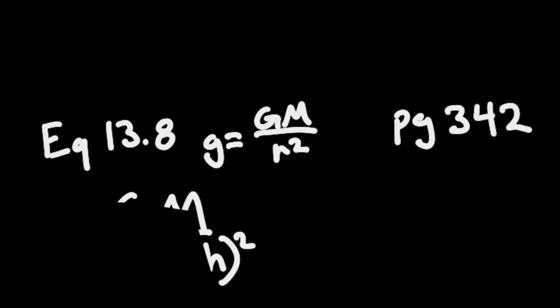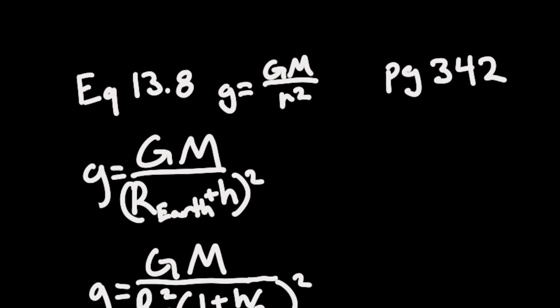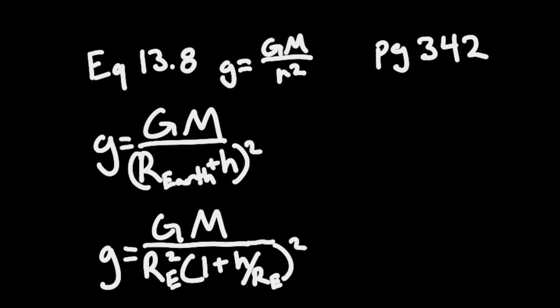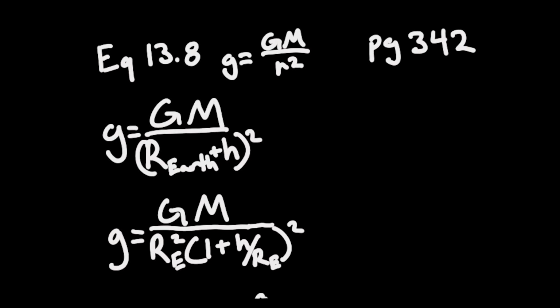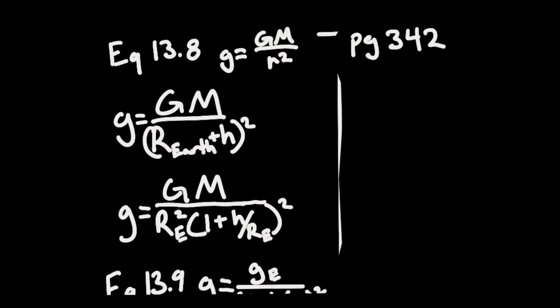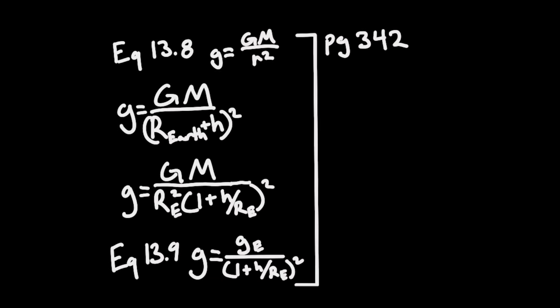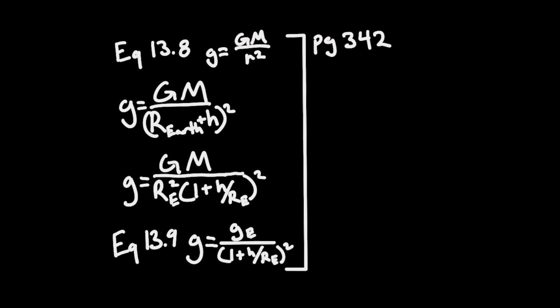To get equation 13.9, we must first expand the denominator. The radius in the denominator of equation 13.8 can be expanded to the radius of the planet, in this case Earth, plus the height of the object from the surface of the planet. We can then factor out the radius of the Earth, leaving us with 1 plus h over r Earth, squared. From this, we can cancel out our r Earth squared on the outside of the parentheses with the gravitational constant and the mass of the Earth, leaving us only with the gravitational acceleration at the surface of the Earth.